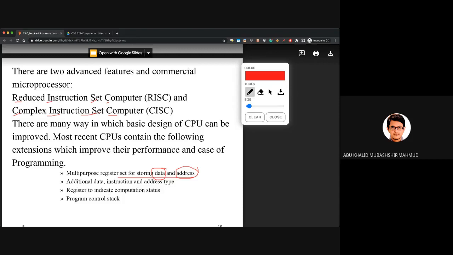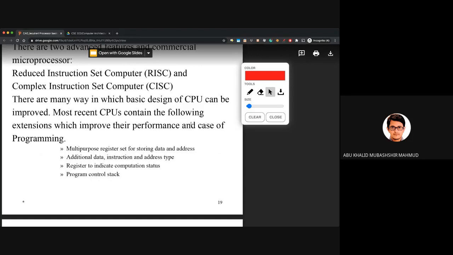And the register to indicate computation status is present, and the program control stack. So it's a very important task of every computer to get the instructions fetched up as quickly as possible. So it's very important here.